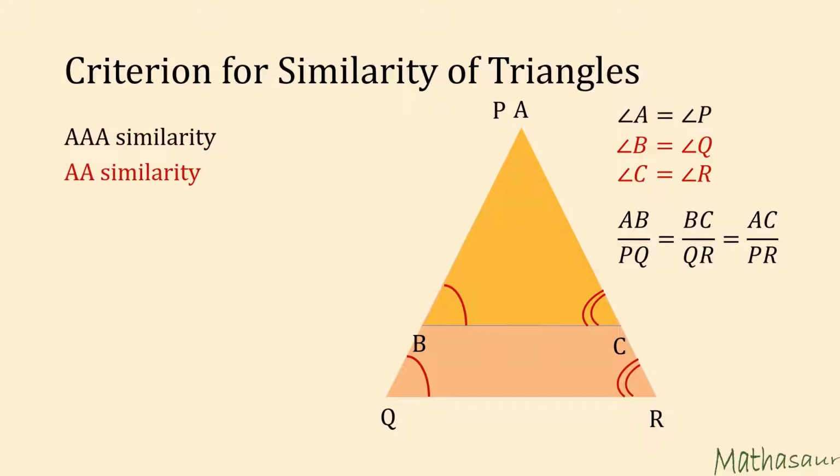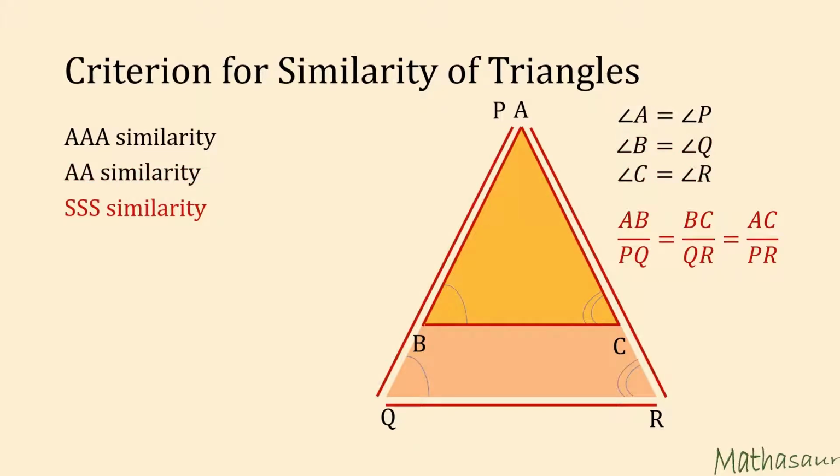There is another called AA similarity. In this case, only two angles of the two triangles need to be equal. The third angle would be automatically equal, as the sum of angles of a triangle is 180 degrees. There is another type called the SSS similarity. So if the corresponding sides of two triangles are proportional, then by the SSS similarity, we say that the two triangles are similar. There is also the SAS similarity.